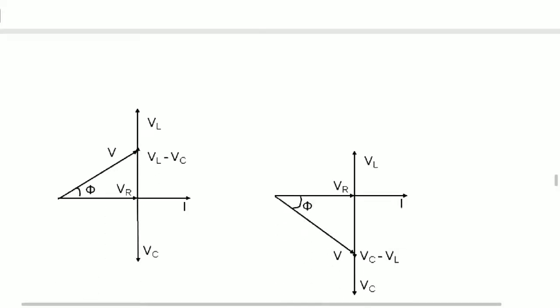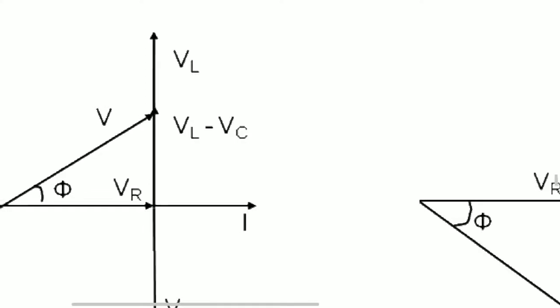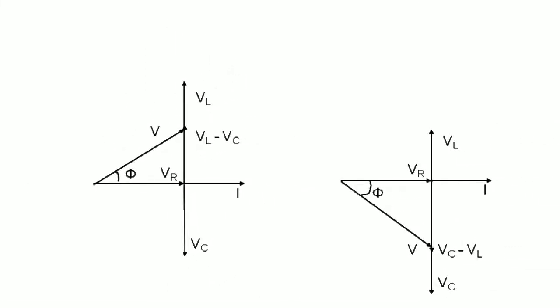I and VR both are in phase. Now the voltage drop across the inductor is taken along the y-axis upward, and the voltage drop across the capacitor is taken downward, along the lower side of the y-axis.